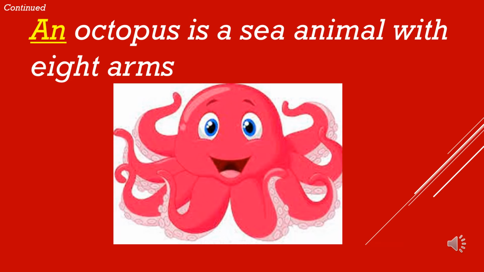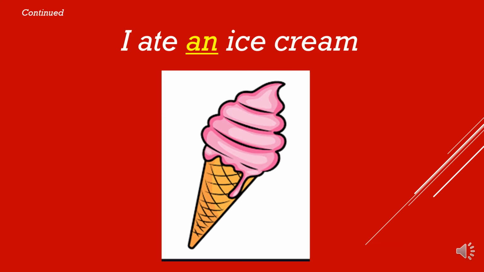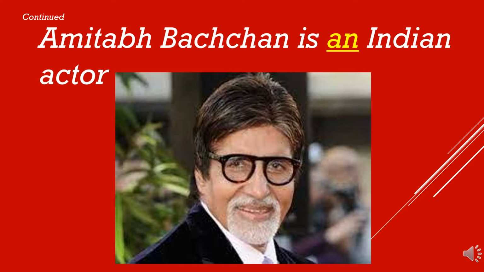Sentence number 2, an octopus is a sea animal with 8 arms. Next sentence, we saw a giraffe at the zoo yesterday. Next, I ate an ice cream. Next sentence, I saw an eagle at the zoo. Students, this is the last sentence of this exercise. Amitabh Bachchan is an Indian actor.